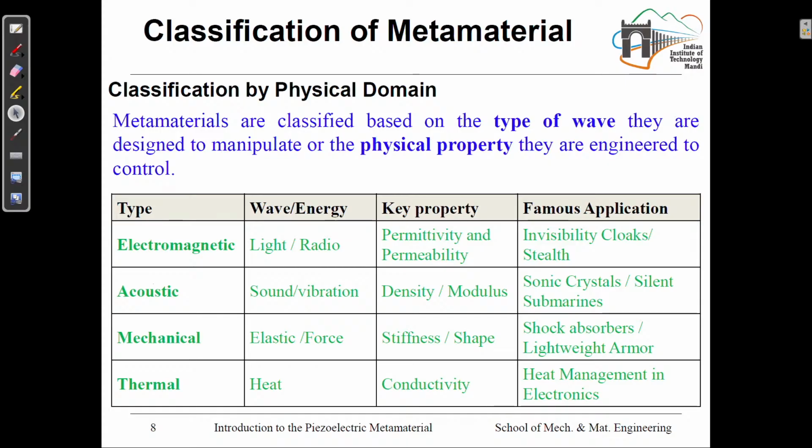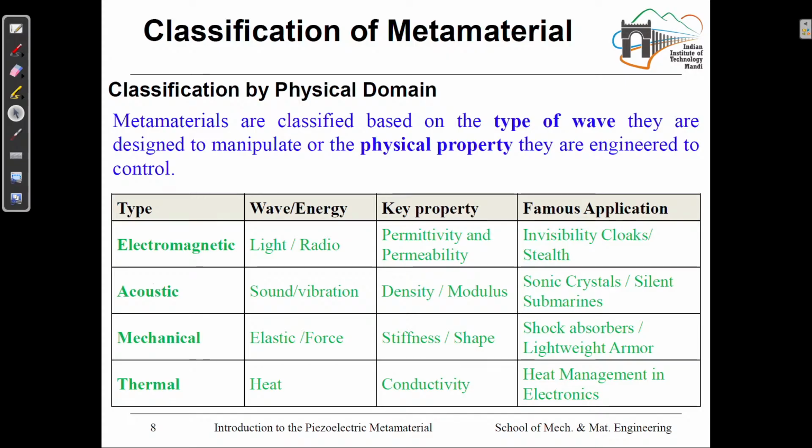Now, classification of metamaterials. They can have many bases to classify. One, of course, may be the physical domain, like electromagnetic domain, acoustic domain, mechanical domain, thermal domain, even biology domain, chemical domain, and so on. But in mechanical engineering, or even civil and aerospace, we generally deal with these 4 domains, and therefore I focus on these 4 domains. However, the domains can be extended.